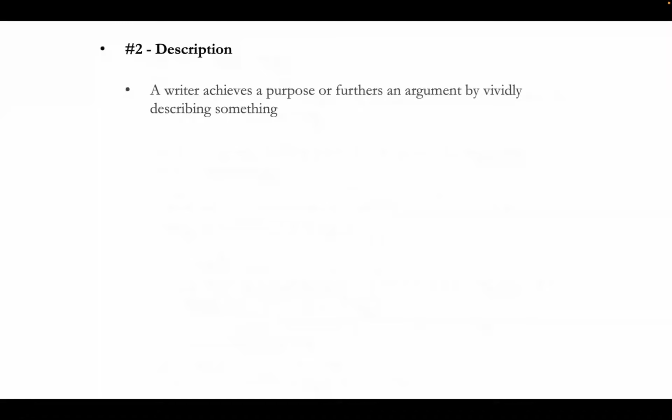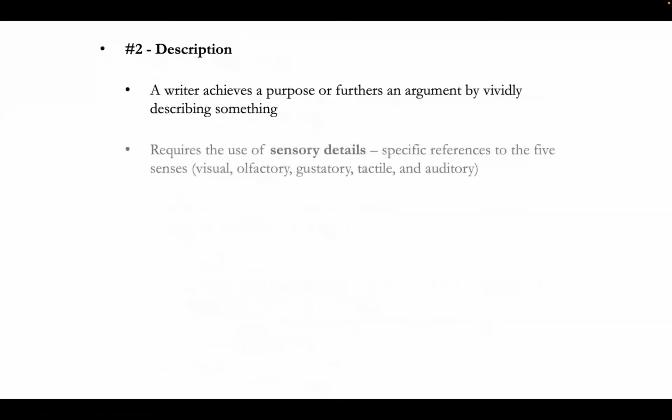Our second one is description. That's where a writer achieves a purpose or furthers an argument by vividly describing something. Now, description requires the use of sensory details, and that is specific references to the five senses: visual, olfactory, gustatory, tactile, and auditory senses. Or if you prefer the nouns, sight, smell, taste, touch, and hearing.